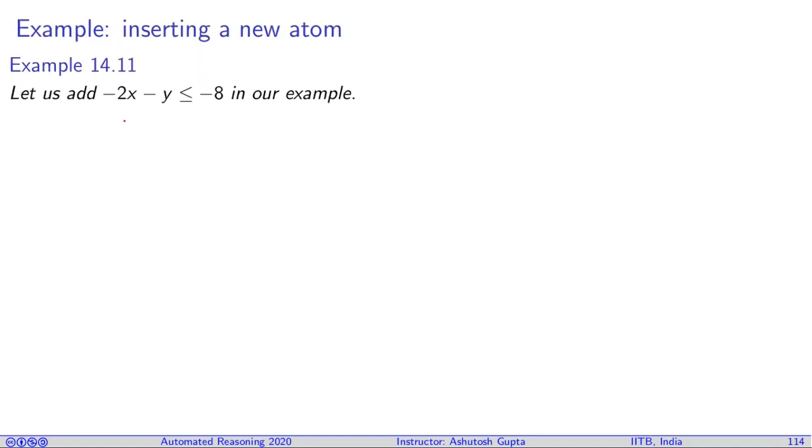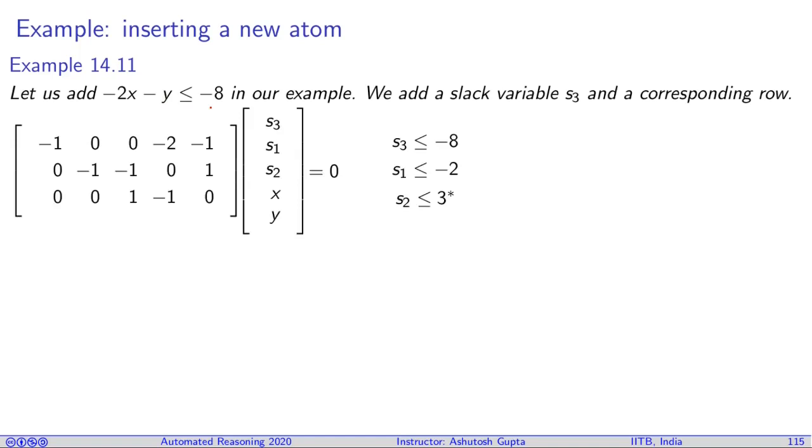Now let us consider adding this inequality in our running example. How do we do that? We introduce a new slack variable s3 and add a corresponding row. This is the column for s3, and this is the top row, my row for this inequality: minus s equals minus 2x minus y. And we introduce this bound on s3.